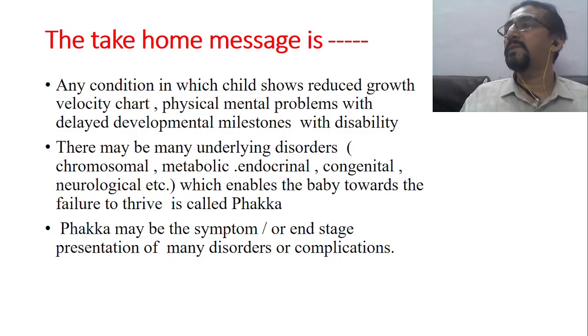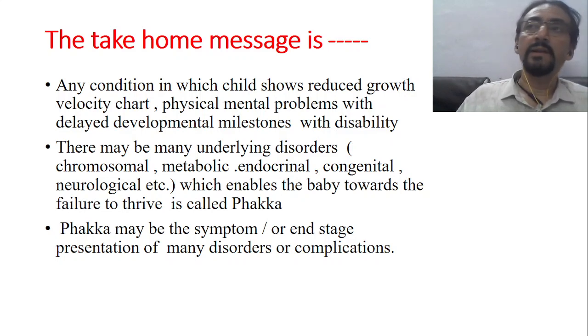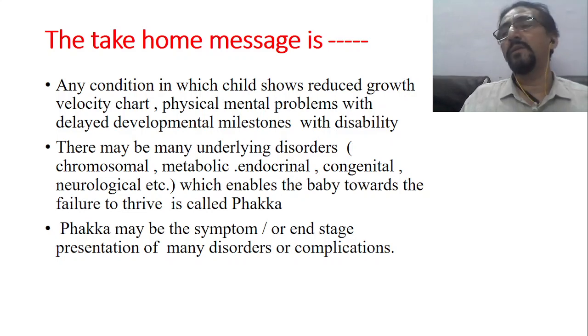only. Suppose a patient of Duchenne's muscular dystrophy comes to you in the ambulatory stage or in the later part, that is also Phakka for us, because it's a physical disability. The child is disabled. A child with cerebral palsy, that is also a disabled child. A child with mental retardation, that is also a psychologically disabled child. So all such conditions where the growth chart is flattened, that has to be taken as Phakka Roga.